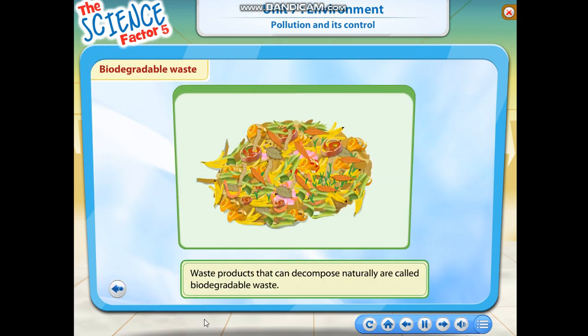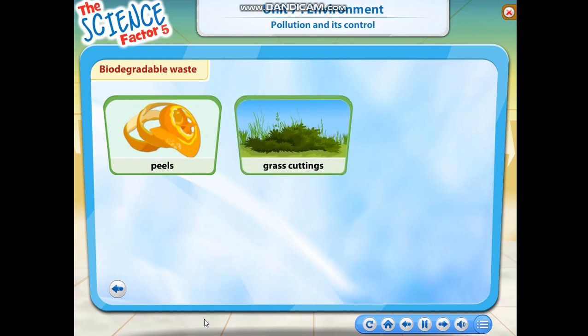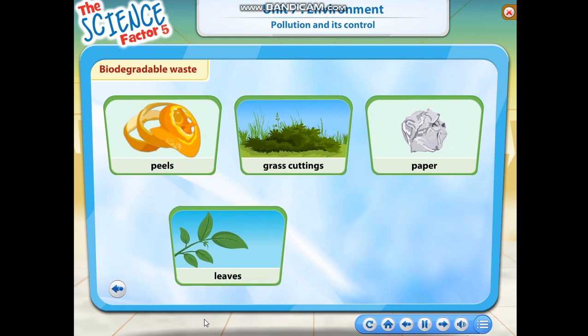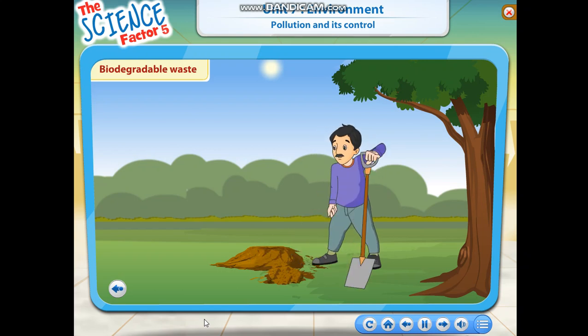Waste products that can decompose naturally are called biodegradable waste. Some examples of biodegradable waste are vegetable and fruit peels, grass cuttings, paper, leaves, and bags made from plant fibers. This kind of waste can be safely buried in the ground as when it decomposes, it becomes nutrients for the soil.